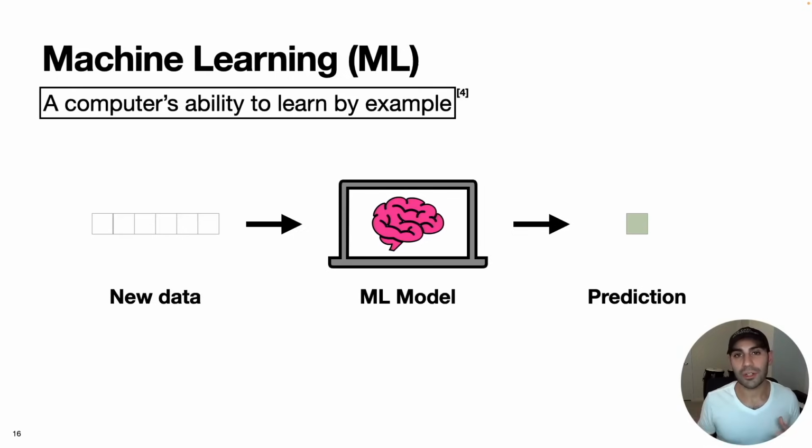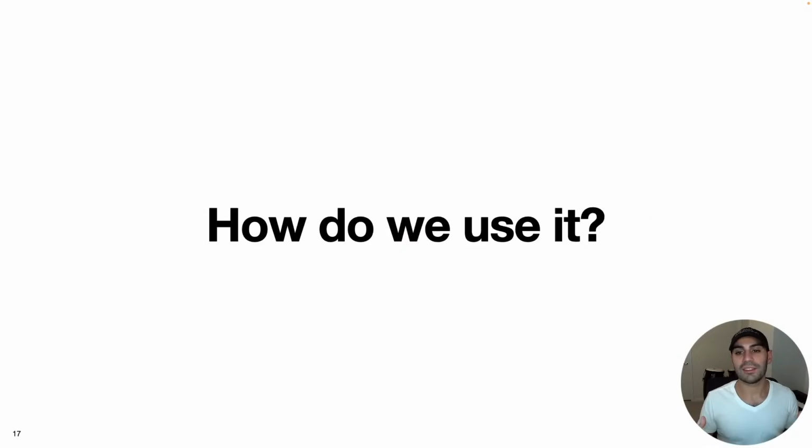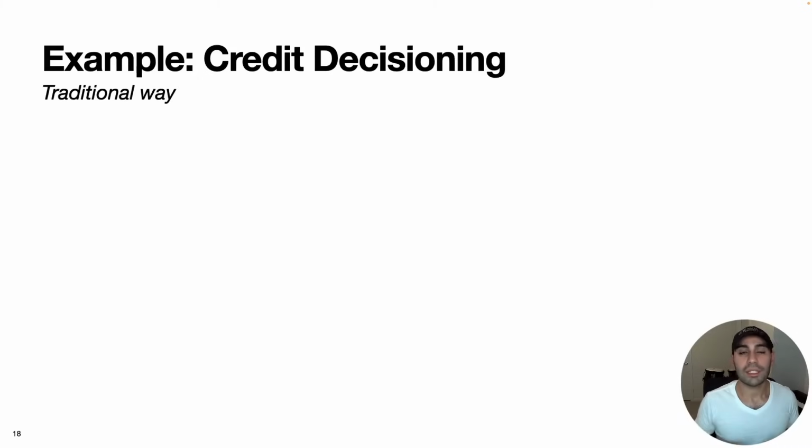With these three terms defined, we can move on to the second part of the talk, which is how do we use these things? How do we use these technologies like AI and machine learning to drive value in our businesses? I'll start with a concrete example and talk about credit decisioning, which is something I have some real world experience with, so I can talk about it somewhat intelligibly.